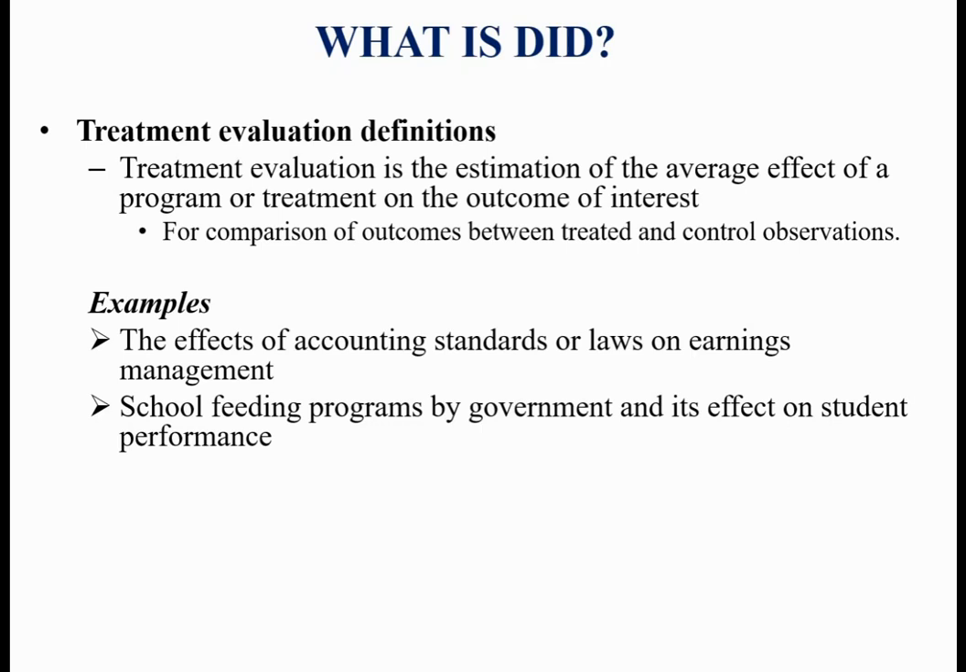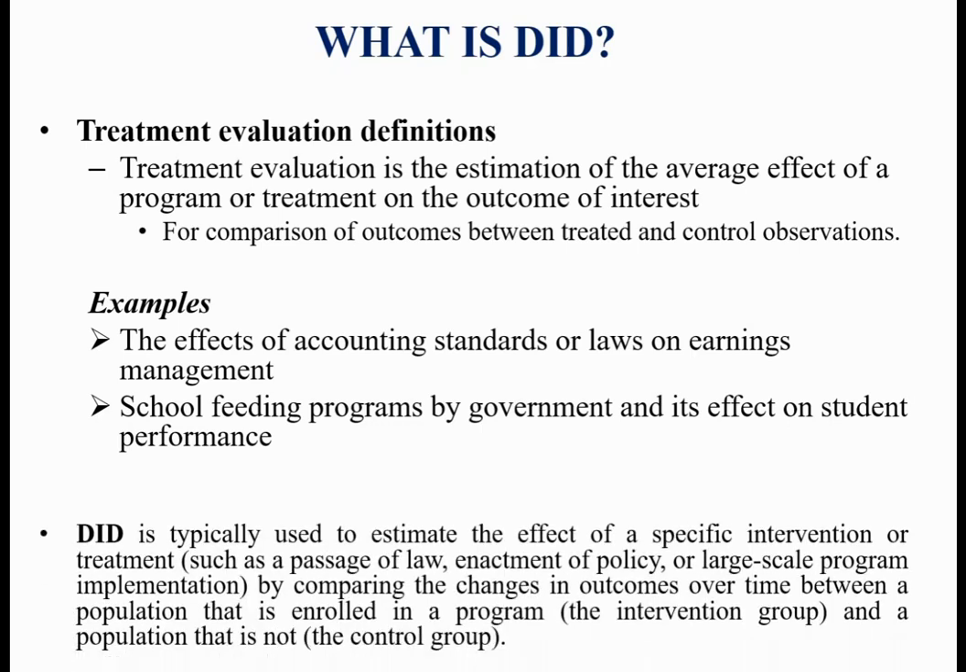So DID is typically used to estimate the effect of a specific intervention or treatment, like I mentioned early on, such as a passage of law, enactment of policy, or large-scale program implementation, by comparing the changes in outcomes over time between a population that is enrolled in a program, in this case referred to as the intervention group, and a population that is not enrolled in the program, which is referred to as the control group.